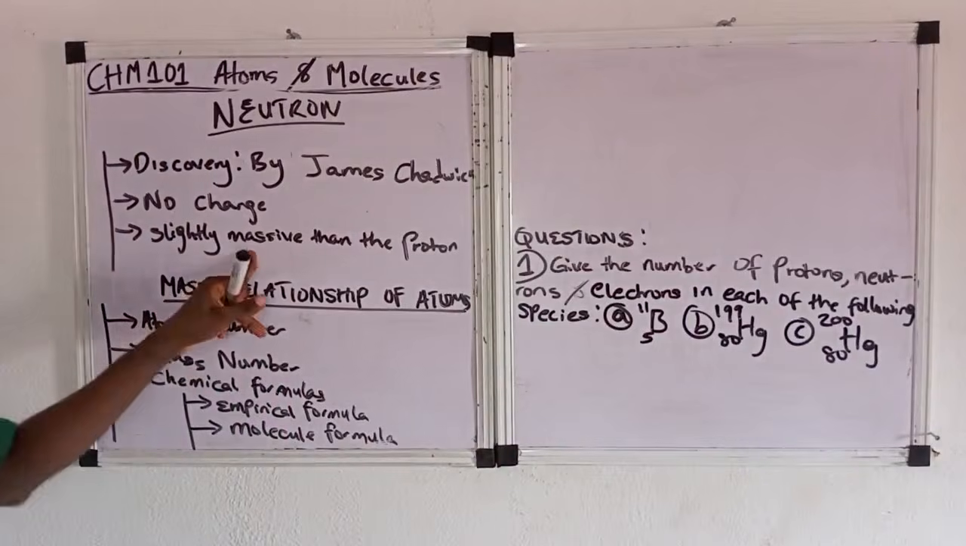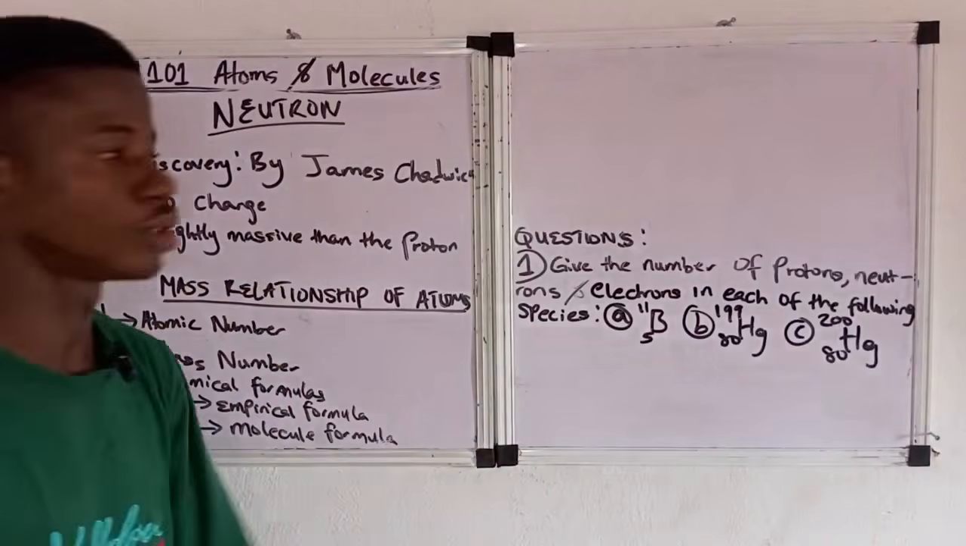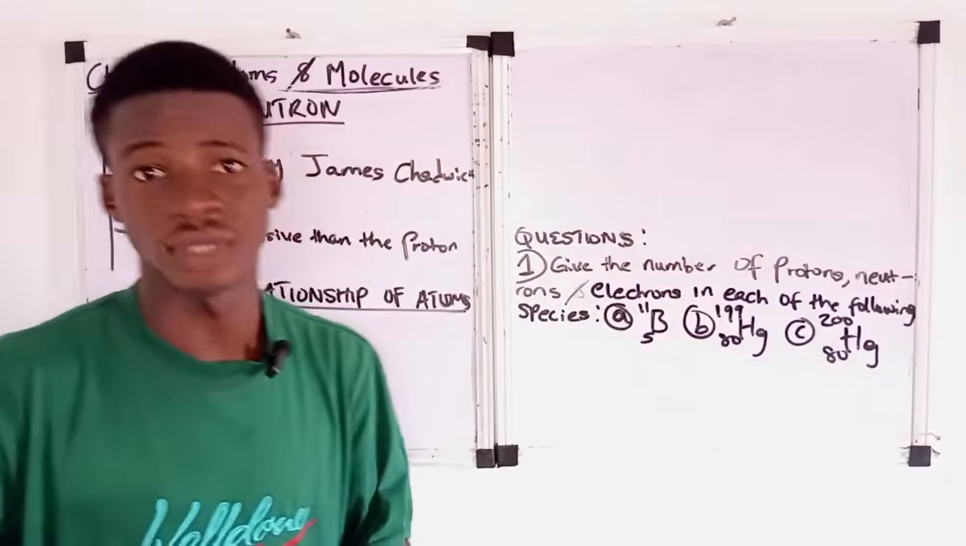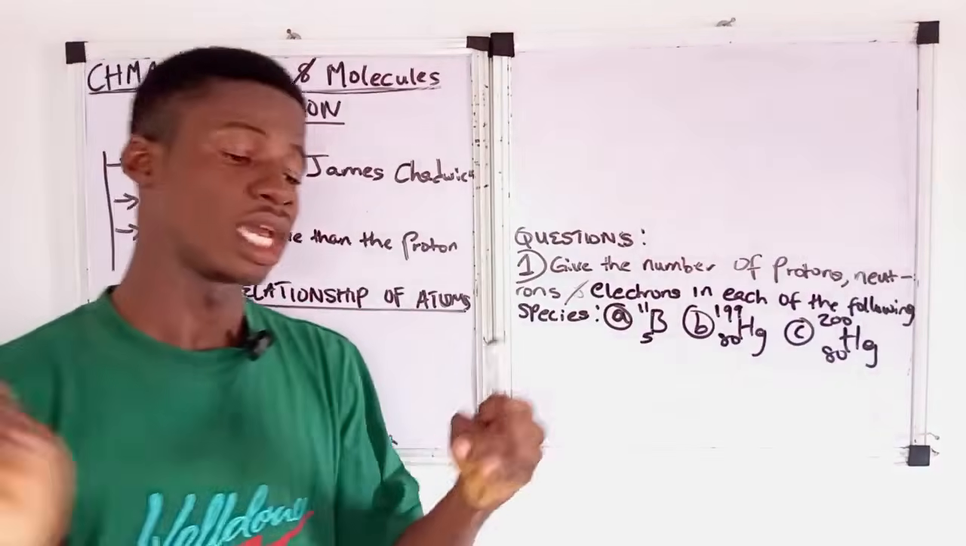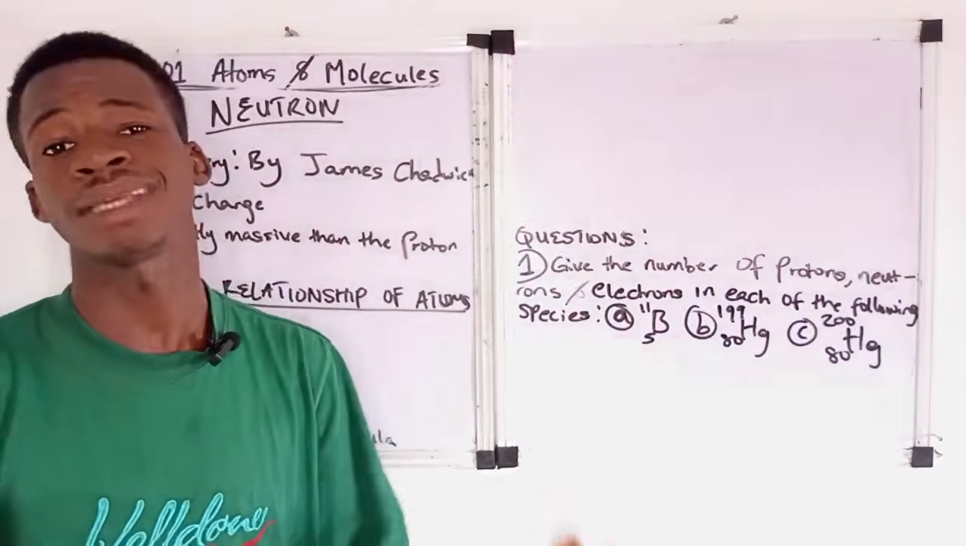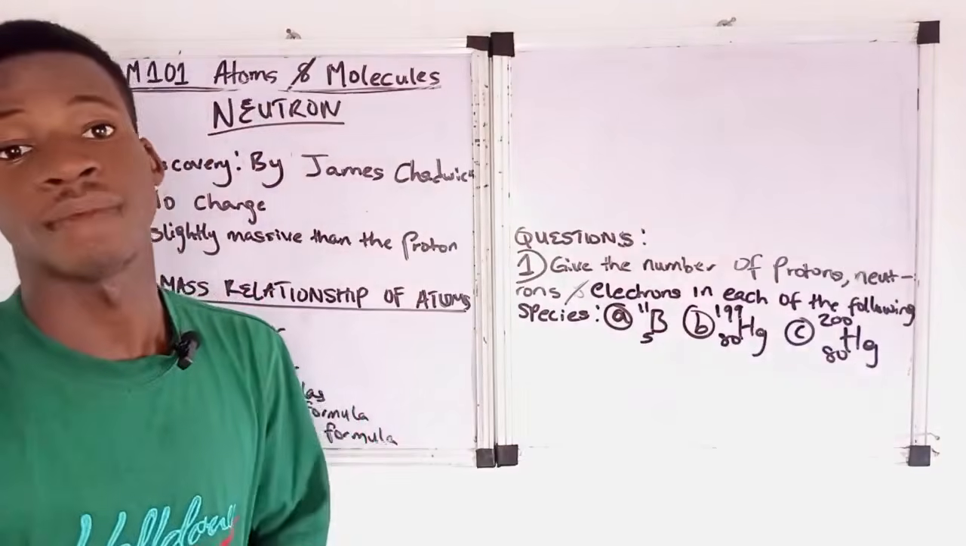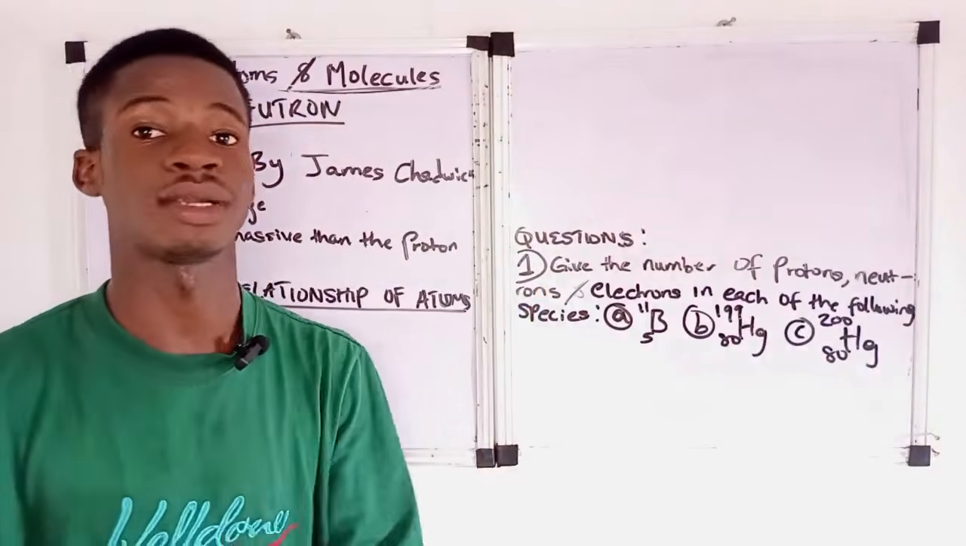Yes, and it's slightly more massive than the proton. Okay, so these are all the things you need to know about the neutron. Who discovered it? The neutron was discovered by James Chadwick. The neutron has no charge and is slightly more massive than the proton. What about the proton? Who discovered the proton? The proton was discovered by Rutherford.